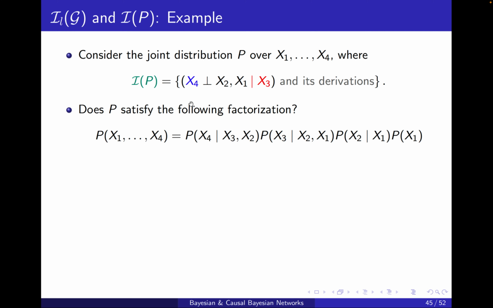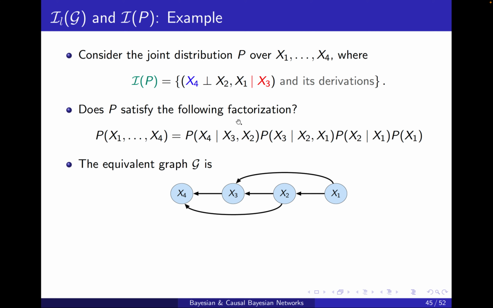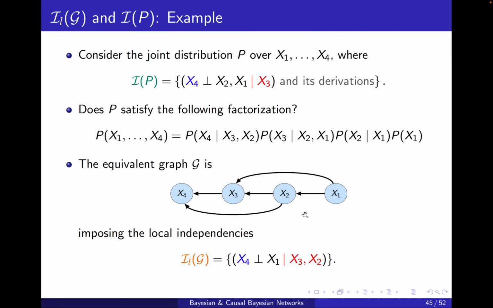What about this factorization? If we draw the graph, we will see this. X2 is conditioned on X1 as before. X3 this time is conditioned on X1 and X2, and X4 is conditioned on X3 and X2. What are the local independencies? Well, for X1 and X2 we don't get anything. For X3 also, X1 and X2 are the parents, X4 is the descendant. For X4, however, X3 and X2 are the parents, and then it will become independent of X1. So this is the set.